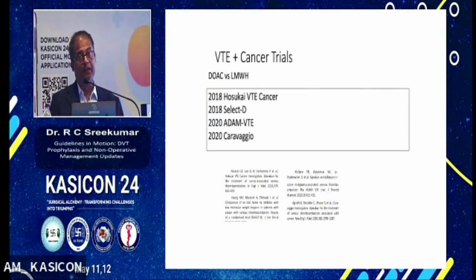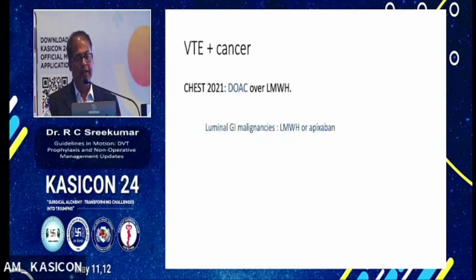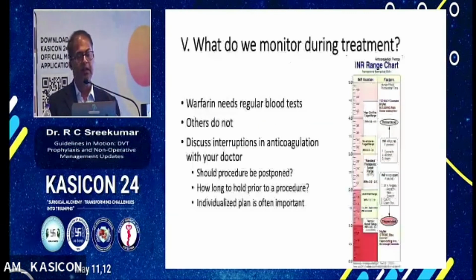If it's cancer, because we get a lot of cancer patients, and it's involving a non-GIT part, the best is to go for rivaroxaban or apixaban. If the GIT is involved, you can go for low molecular weight heparin or apixaban. That is the consensus now.